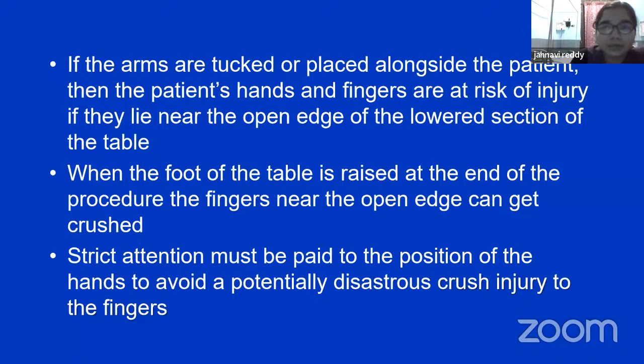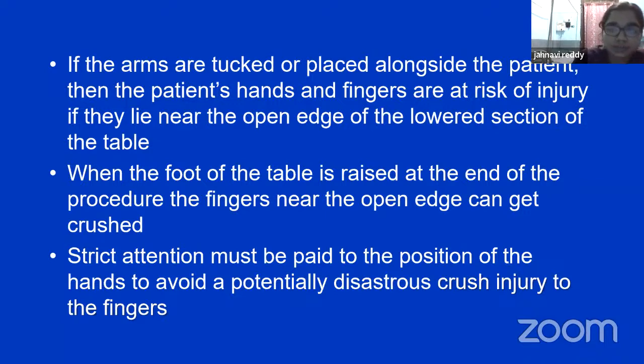If the arms are tucked or placed alongside the patient, then the patient's hands and fingers are at risk if they lie near the open edge of the lower section of the table. When the foot of the table is raised at the end of the procedure, the fingers near the open edge can get crushed. Strict attention must be paid to the position of the hands to avoid a potentially disastrous crush injury of the fingers.